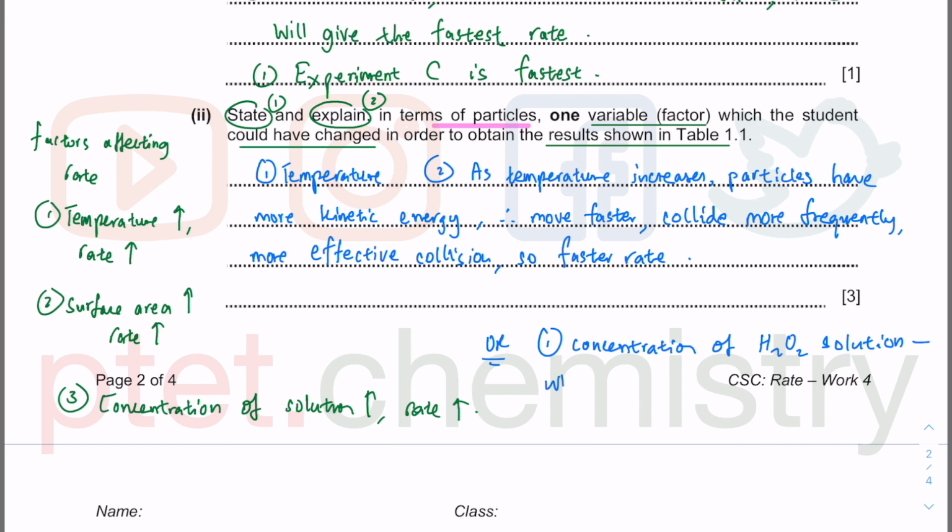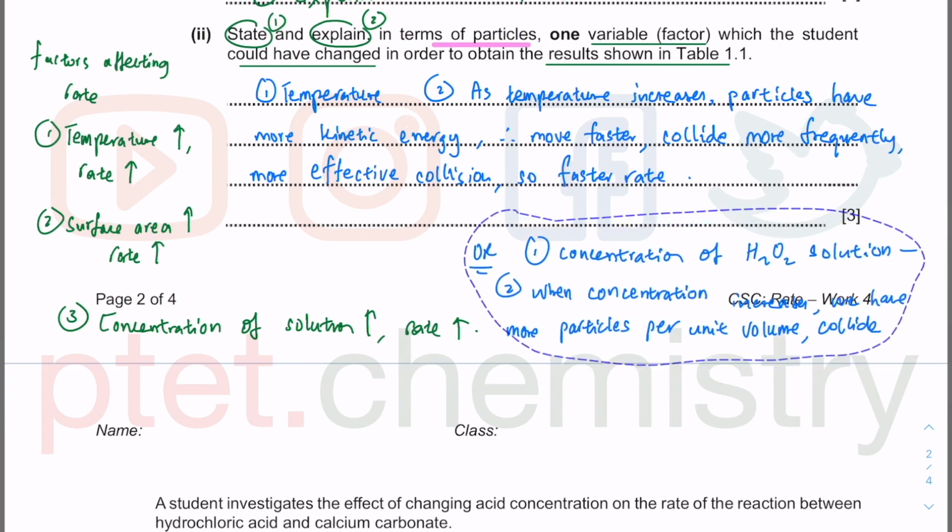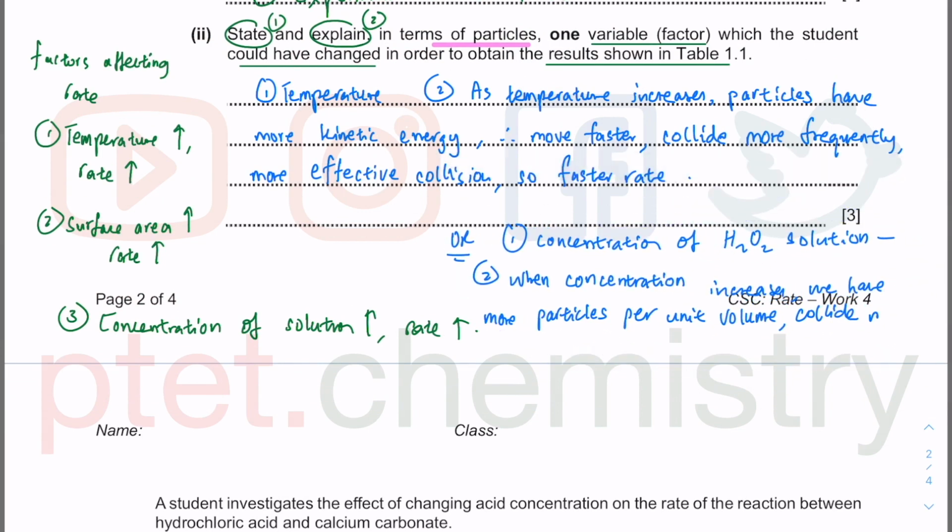When the concentration increases, so concentration means how much of it you have per unit volume, we have more particles per unit volume. Therefore, they collide more frequently. I should really move up a little bit so that I have a bit more space. Collide more frequently, and when they collide more frequently, rate increases as well. Hopefully that makes sense there. Let me just move that over there.